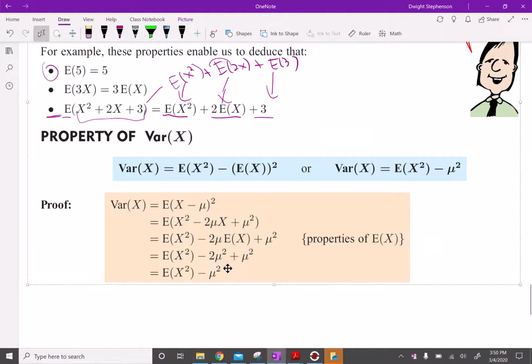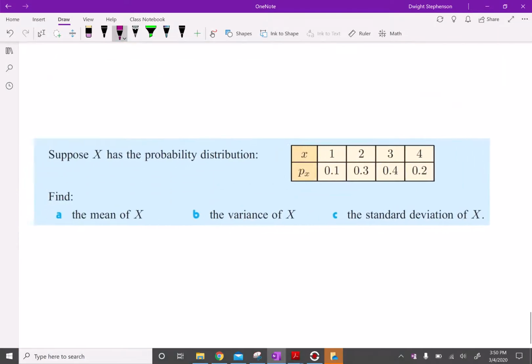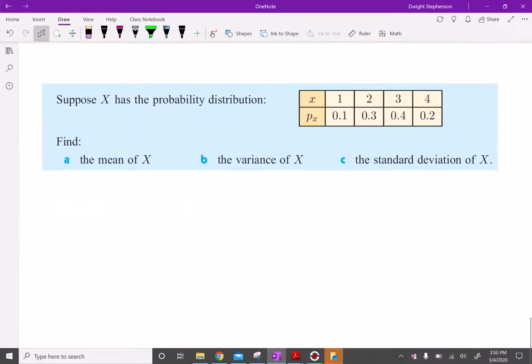So there's properties of variance, which look like this. Basically, what you have to remember is that E of X is the same thing as the population mean, right? So when you see here E of X squared, that would just be the same thing as the mean squared, right? So that's how you get to this point here. And there's a proof for you there. Again, examples are usually the best way to go about this.